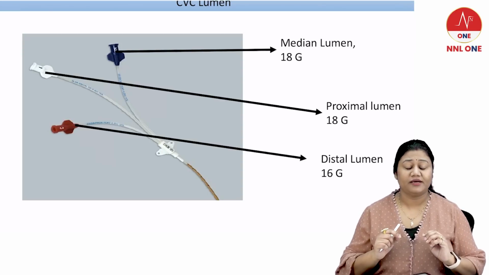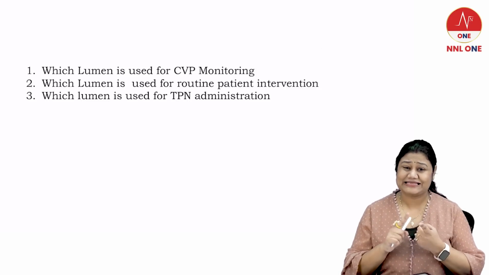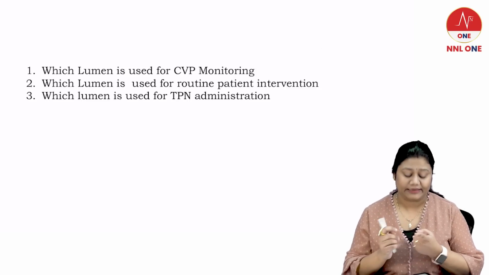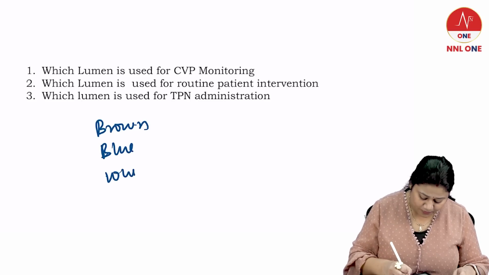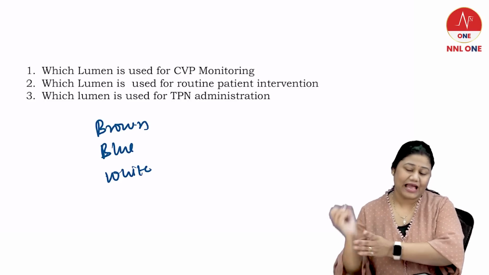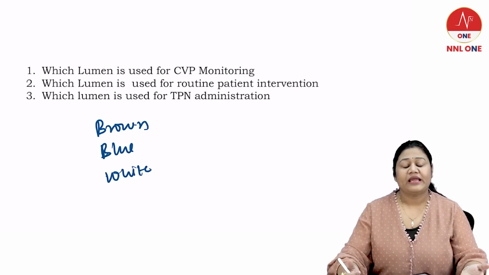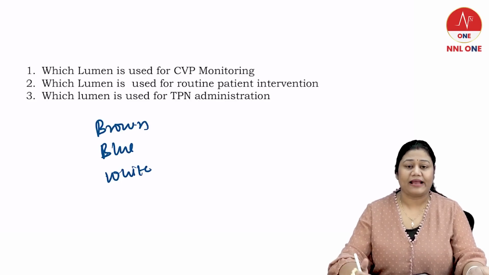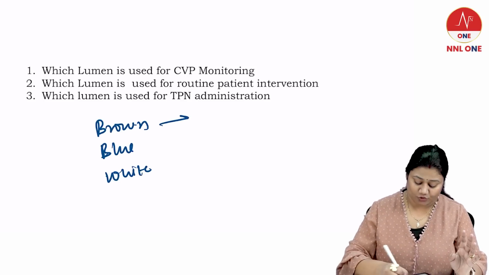Do we need to remember the color? Yes, we need to remember the color. One is the distal lumen, which is brown in color. Then we have blue color, and another one is white color: BBW. Like the BBC news channel, you can remember it as BBW, right? B is brown, B is blue, and another one is white. Brown is the most important lumen, it is the distal lumen.